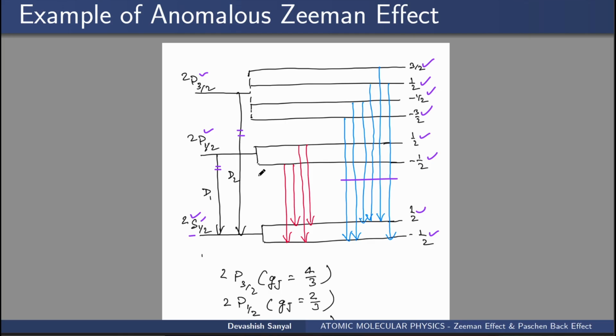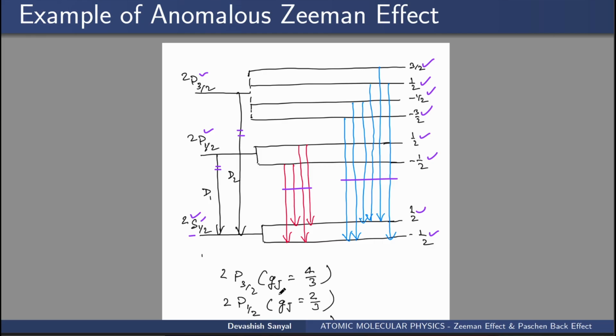Similarly, the D1 line is now broken into the red components. This is what we observe through the spectrometer once we switch on the magnetic field. Instead of one D1 line, you are seeing 4 lines, and instead of the D2 line, you are seeing 6 lines, and all these transitions take place according to the selection rules.